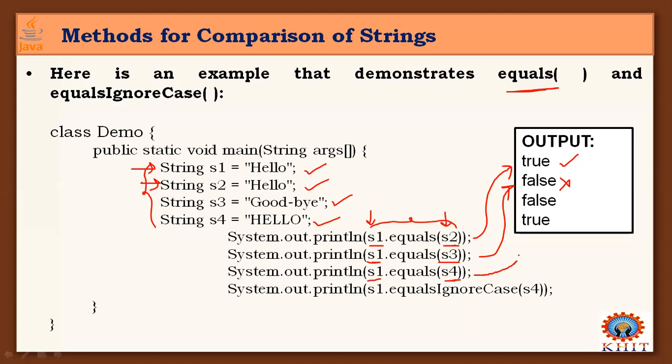So initially it gives false. Why? Because this equals is a case sensitive operation. It doesn't ignore cases. So to overcome that, S1 is compared with S4 by calling the equalsIgnoreCase method. Then it gives true. Why? Because it doesn't care about case, uppercase or lowercase, whatever it is. It will check whether the characters match and give the result. Okay.